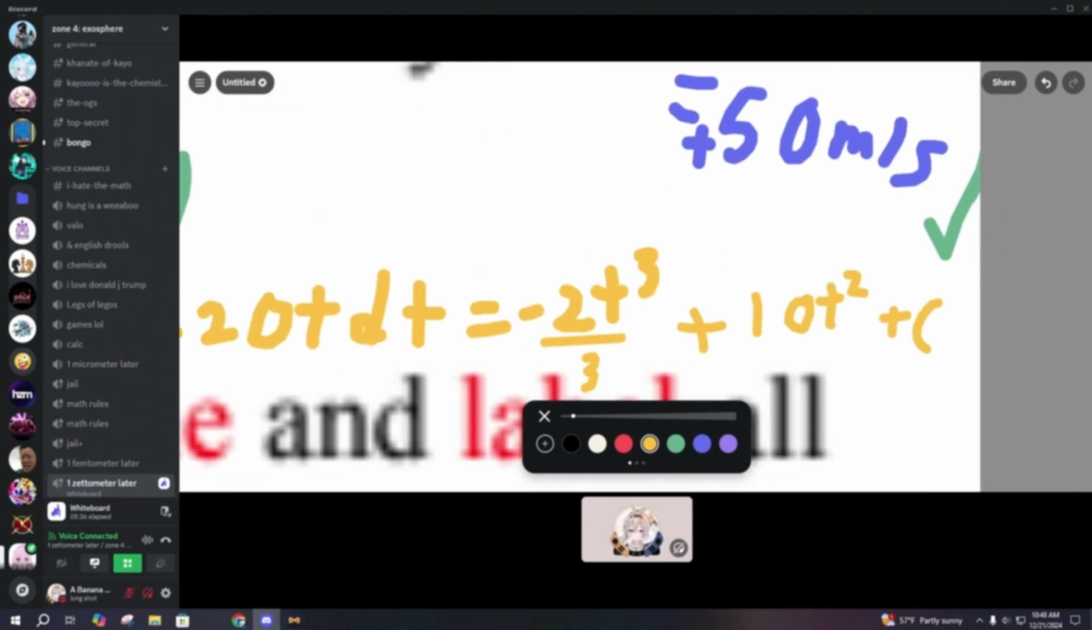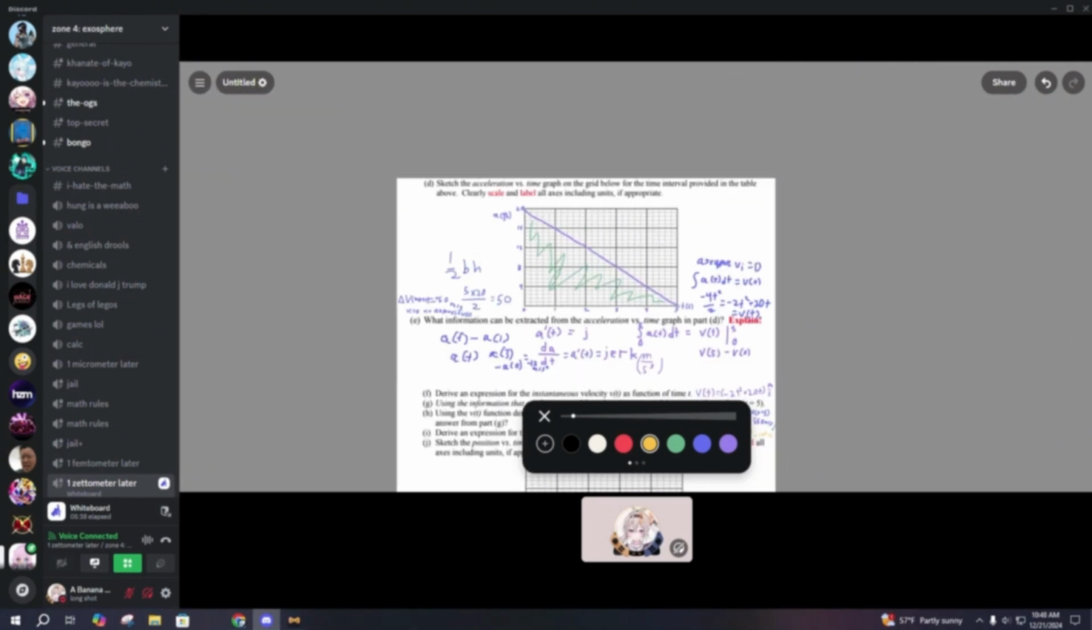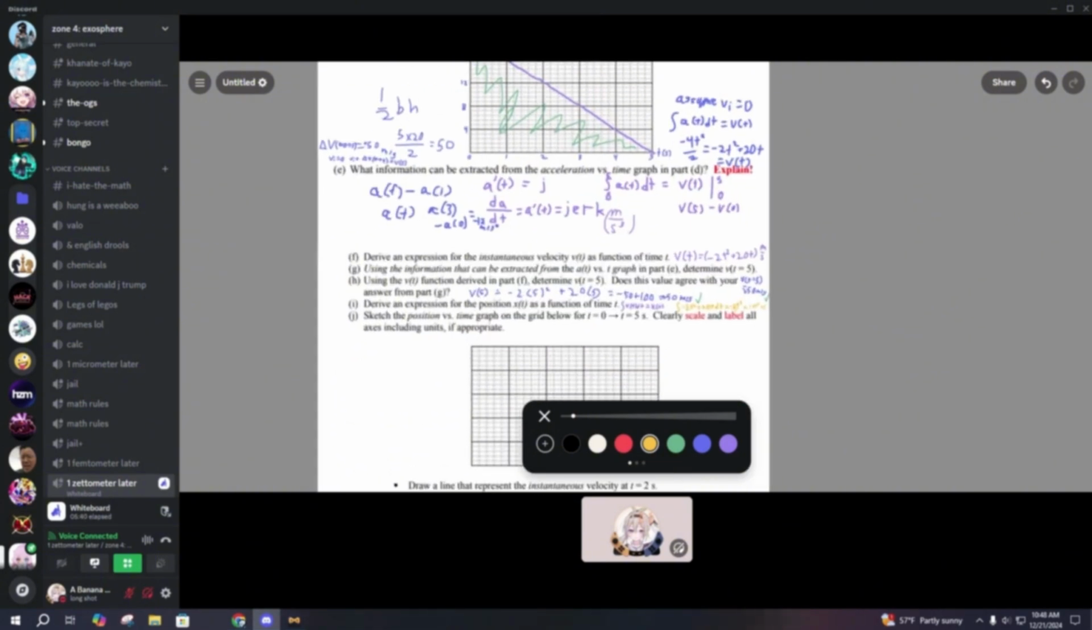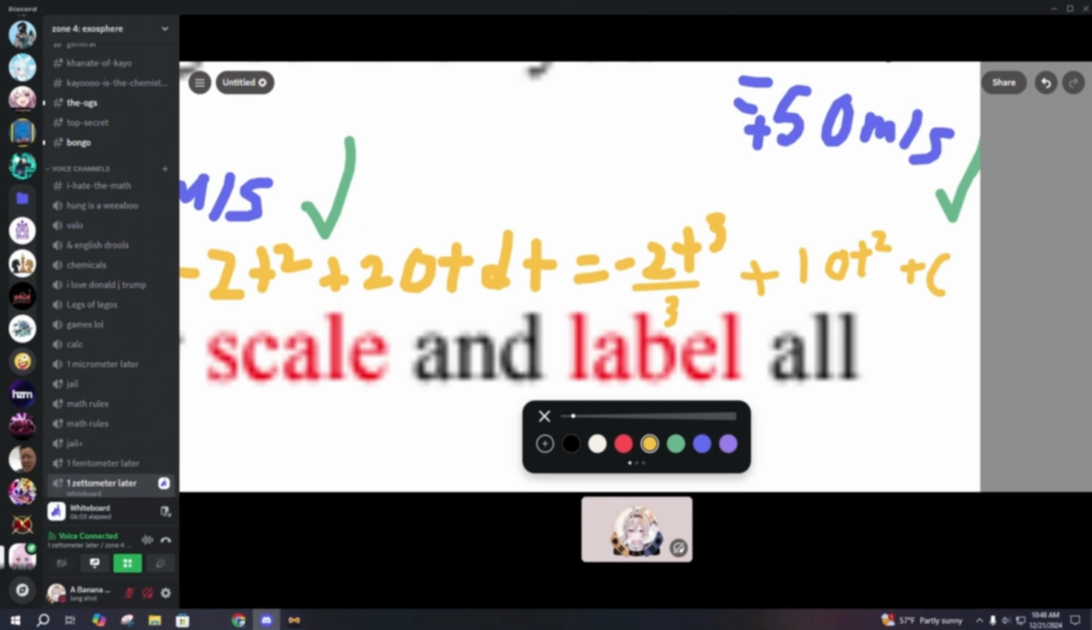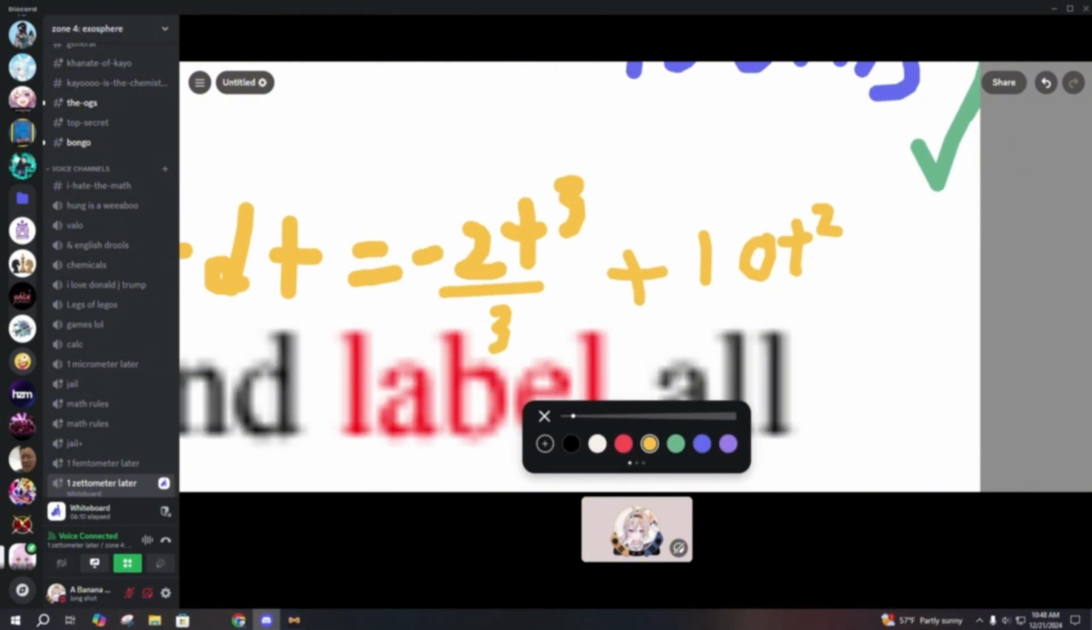Nope, plus c. Now, let's look above. Did they give me any information? Hold on, let's check. Seems that no information was given for the initial position, so I would assume it to be 0, and since I assume initial position is 0, x of 0 equals 0, so c is also equal to 0. So it seems like this is my position function.